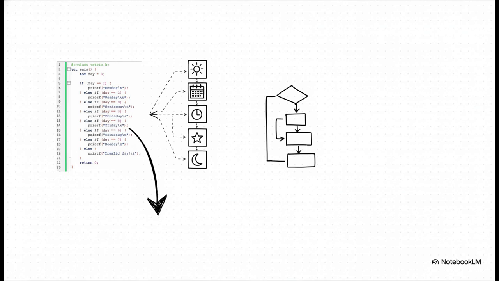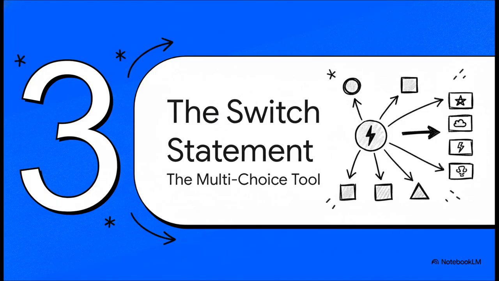If day isn't 1, it checks if it's 2. If not, it checks 3. You get the idea. It's sequential, it's easy to read, and believe me, it's way easier to fix if something goes wrong. All right, let's switch gears a bit.